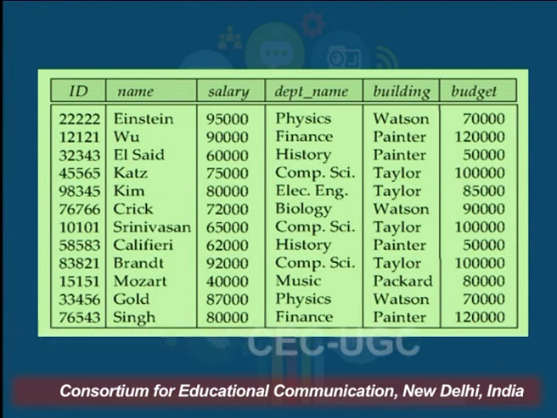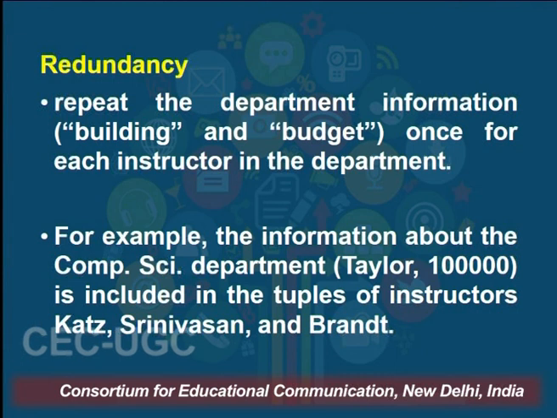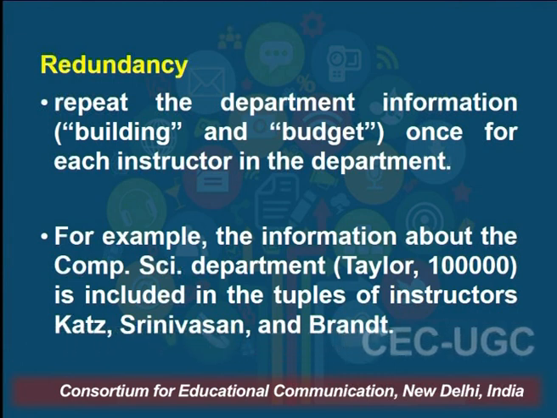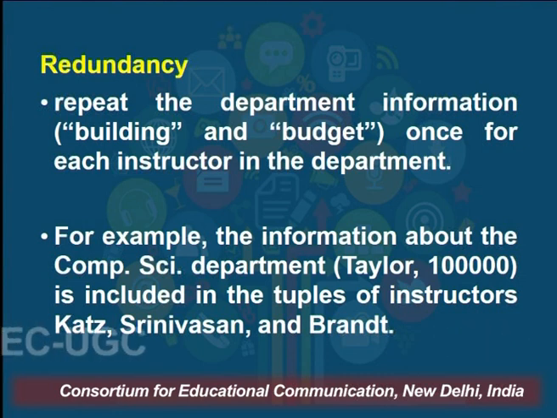So, this is actually an unnecessary redundancy, and this unnecessary redundancy has to be avoided, where here we are repeating the department information of building and budget once for each instructor and the department. So, for example, if one department is having, let us say, 20 instructors, the information of building and budget is going to be repeated 20 times. So, that is something unwanted here.